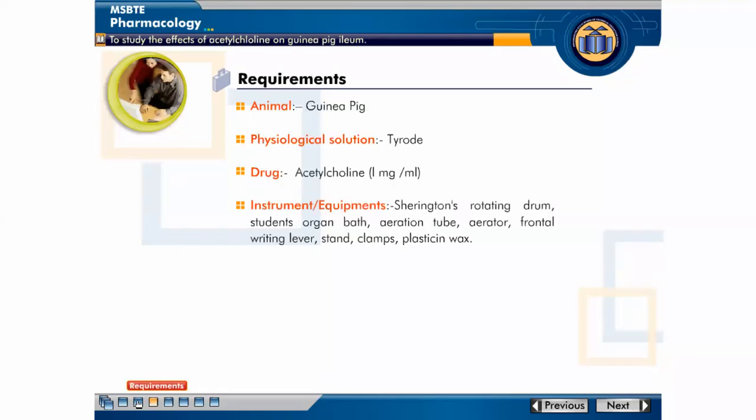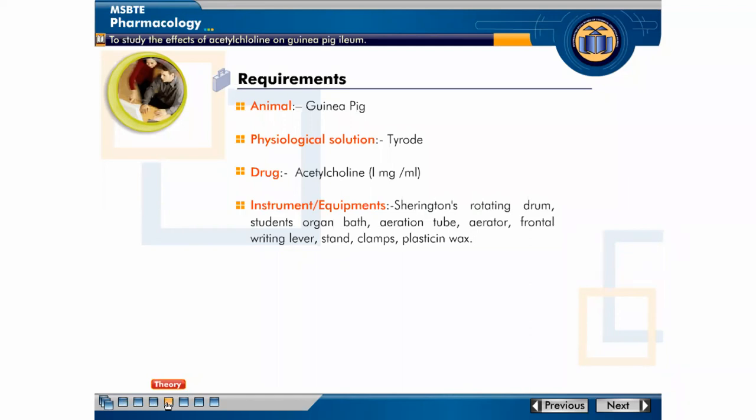The next requirement: animal, Guinea pig; physiological solution, PSS, Tyrode; drug, acetylcholine, 1 mg per ml; instruments, Sherrington's rotating drum, student organ bath, aeration tube, aerator, frontal writing lever, stand, clamps, and plasticine wax. Which physiological salt solution is used? Tyrode. And the drug, acetylcholine, 1 mg. Okay.